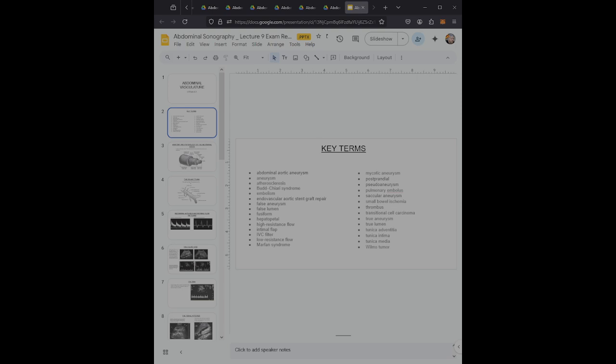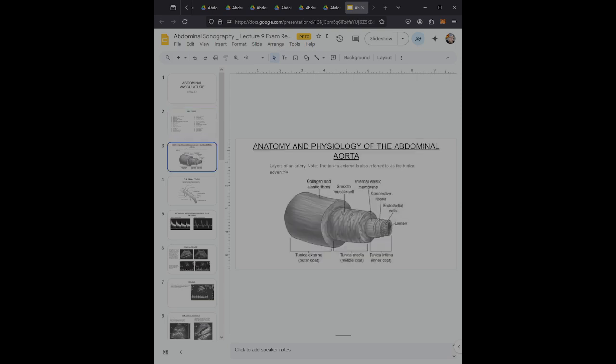So we can have a true aneurysm, which is the enlargement of a vessel that involves all 3 layers of the wall. And a Wilms tumor is the most common solid malignant pediatric abdominal mass. So we can move on to the anatomy and physiology of the abdominal aorta.